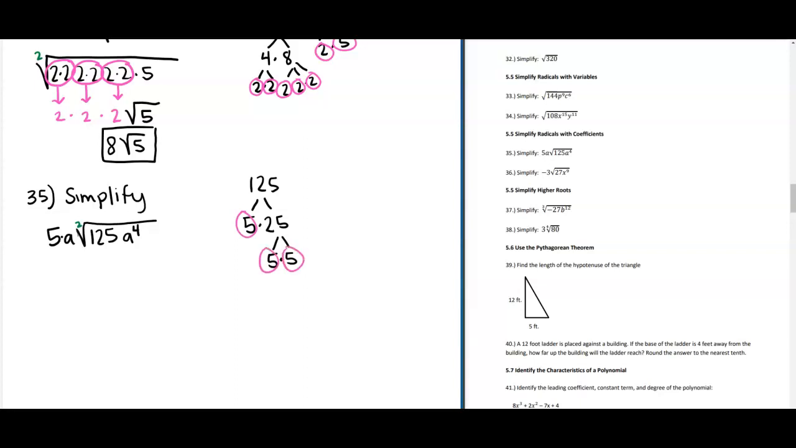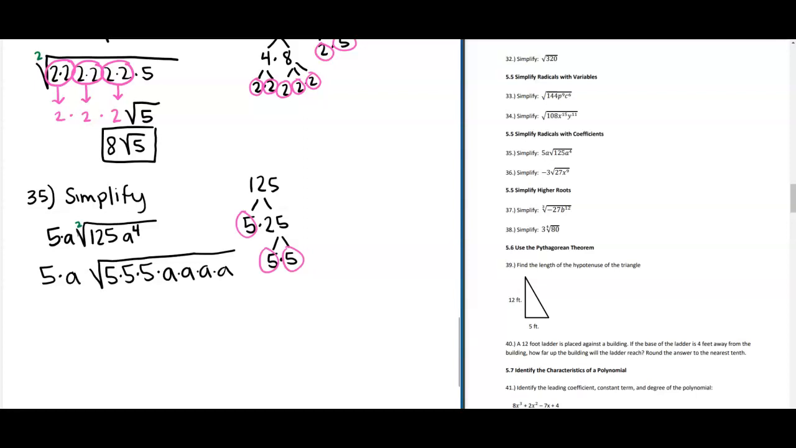That's going to go inside my square root there. So let me rewrite it on this line. I've got 5 times a on the outside, and then the square root of 5 times 5 times 5. And then I've got a to the 4th power, so that means I've got 4 a's inside there multiplied together: a times a times a times a.